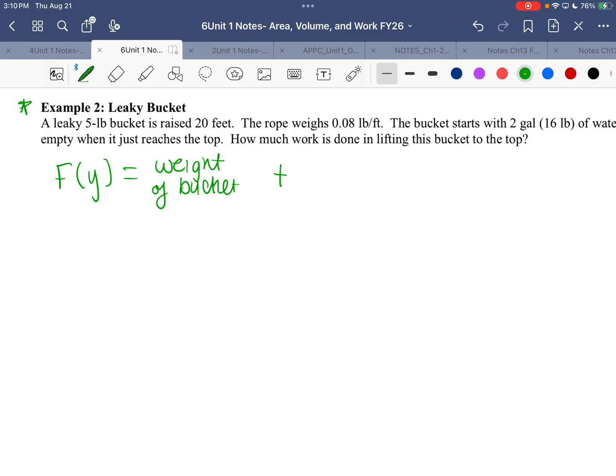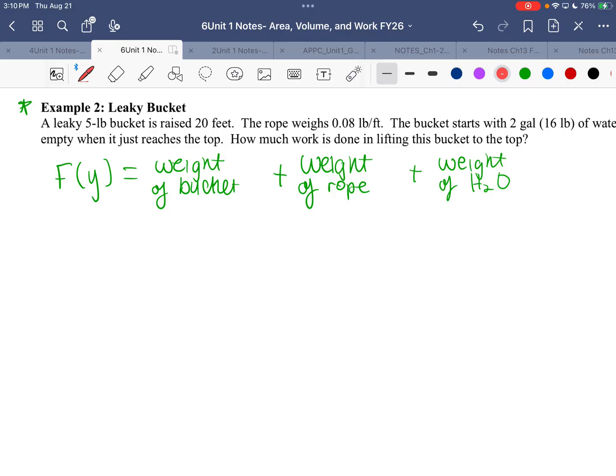Then we have the rope. And the water is changing, right? We start with 16 pounds and then we end with 0 pounds. So the weight of the water is not included in the weight of our bucket. I'm going to draw this with the origin at the bottom. But first, before I draw it, let's think about what's happening.